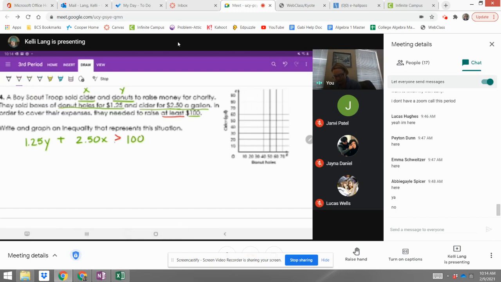Sorry, having pen issues. Okay, so the at least becomes a greater than or equal to sign. Now we're just looking at an inequality that we can move around and manipulate to get it into y equals mx plus b form. So to get that form, we need y by itself on the left. I'm going to start by subtracting 2.50x from both sides. So now we're looking at 1.25y is greater than or equal to negative 2.5x plus 100.